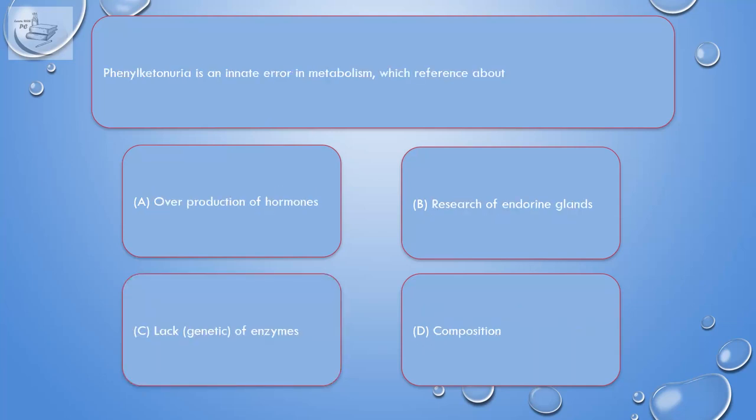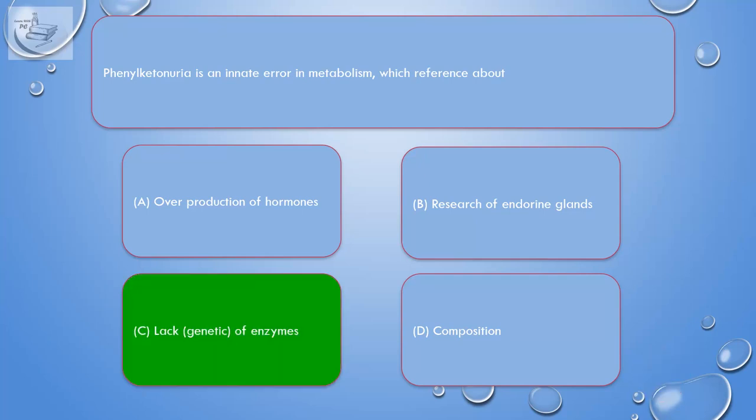Question: Phenylketonuria is an innate error in metabolism. Which reference about? A. Overproduction of hormones. B. Research of endocrine glands. C. Lack, genetic, of enzymes. D. Composition. Correct answer is C. Lack, genetic, of enzymes.